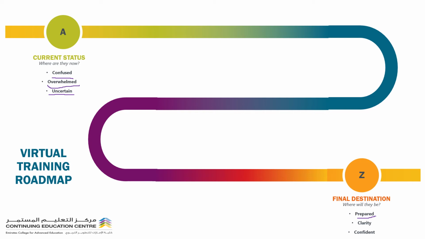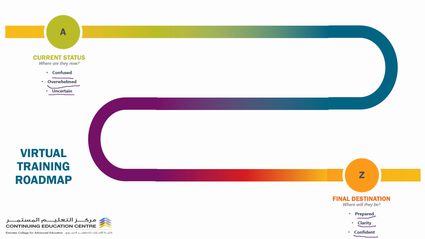We want them to have clarity on how to present themselves to potential employers in order to make a great impression. And we want them to feel confident that they will have several job prospects moving forward. So we go from A to Z by looking at 4 milestones. Our learners are going to have to go through 4 milestones to get them from A to Z.